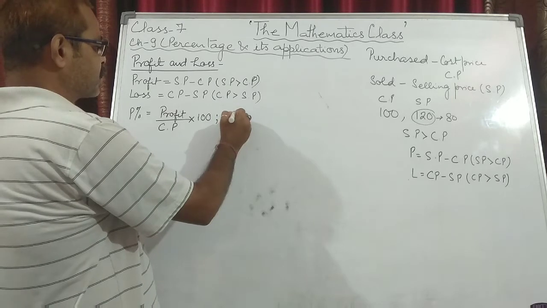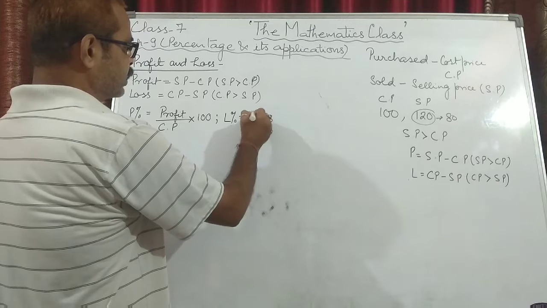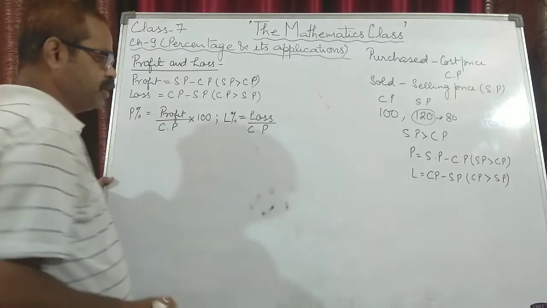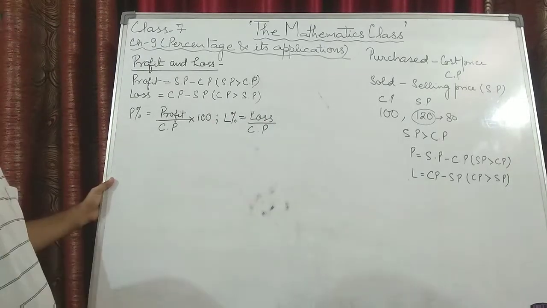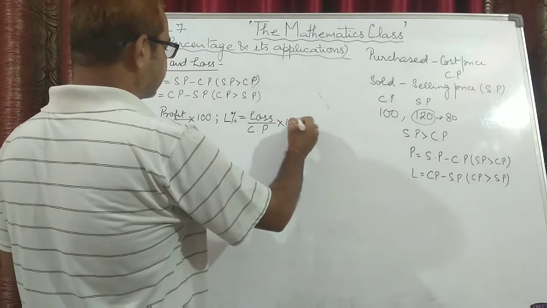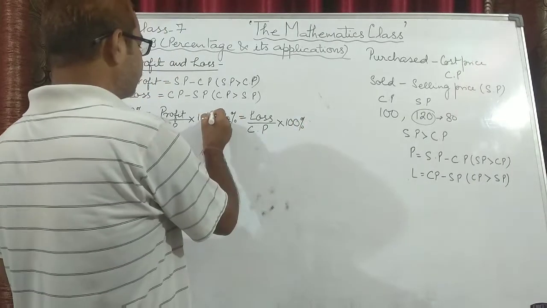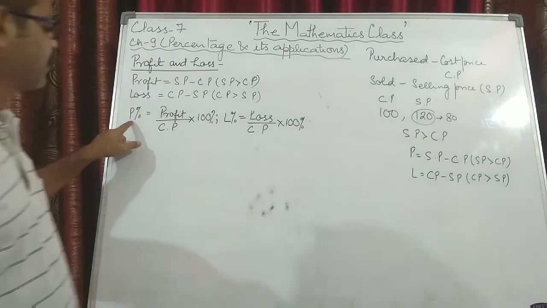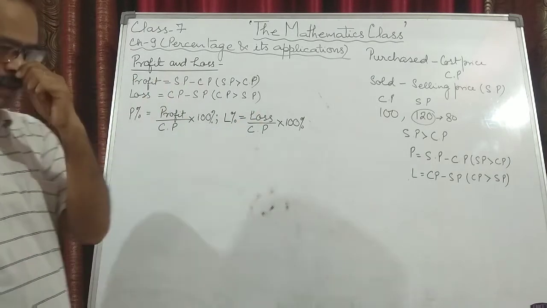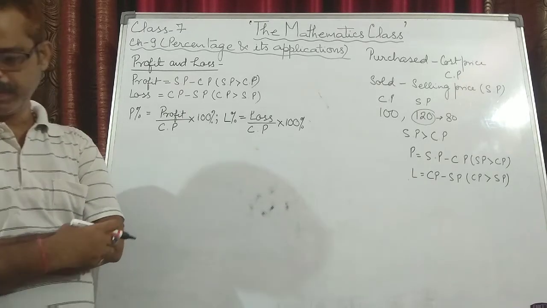Similarly, loss percent, I am writing L percent. Loss percent is again the change, where the change is the loss, and loss is always calculated on CP. So CP is the actual value or initial price, into 100 and then the percentage sign. So profit percent is profit upon CP into 100%, and loss percent is loss upon CP into 100%.